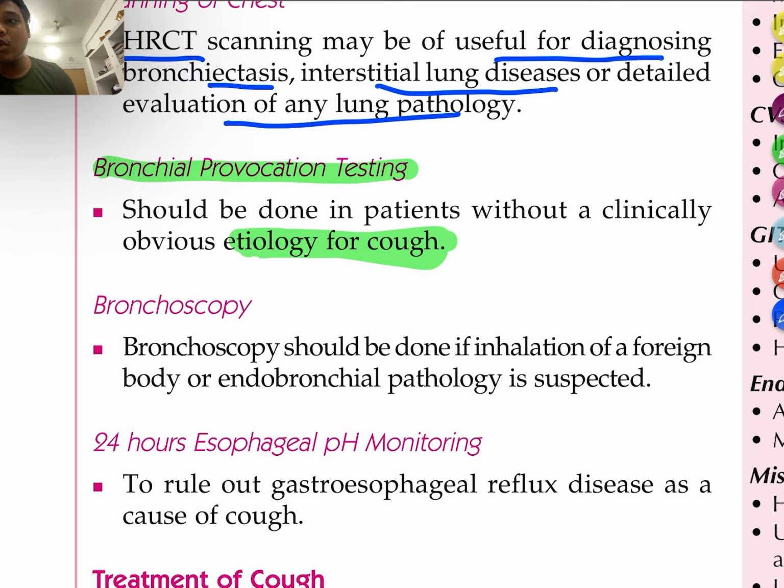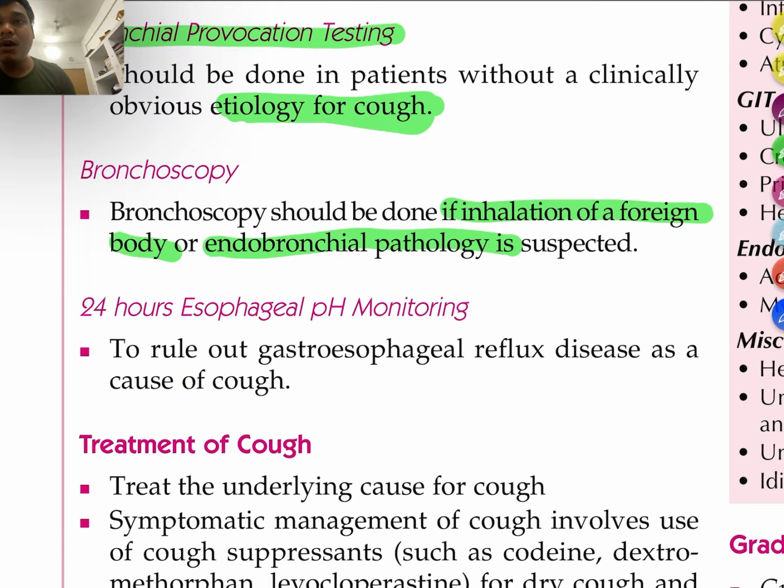Next is bronchoscopy. It is done if inhalation of a foreign body or endobronchial pathology is suspected. Okay, 24-hour esophageal pH monitoring is also done in case of GERD.